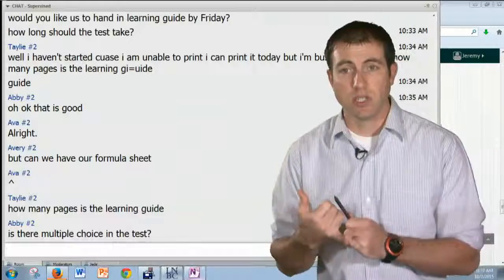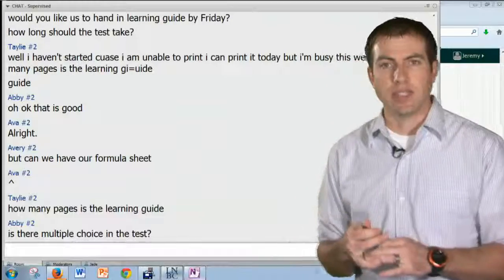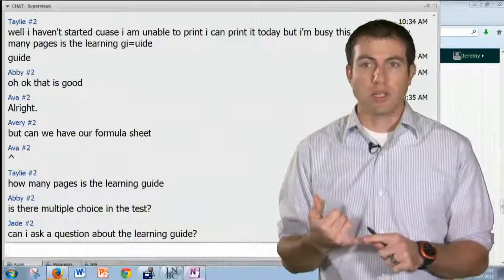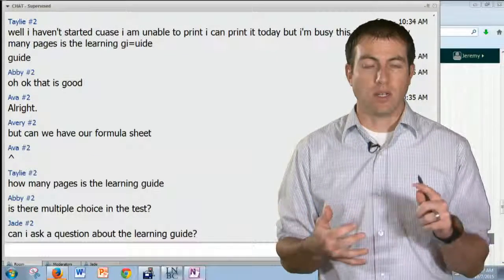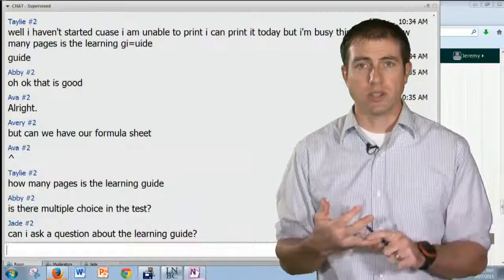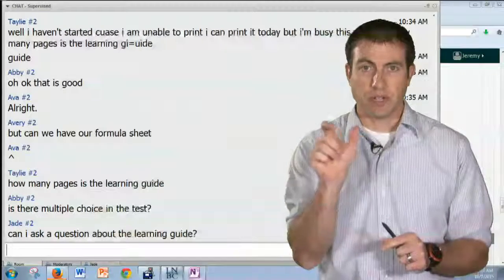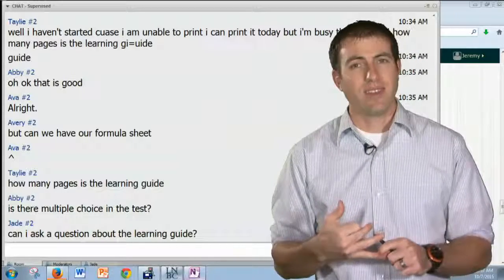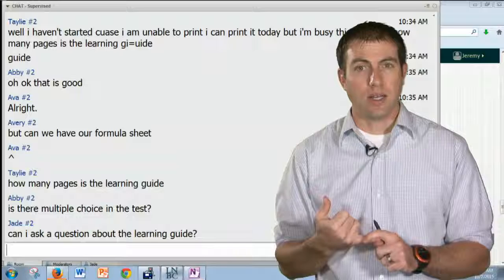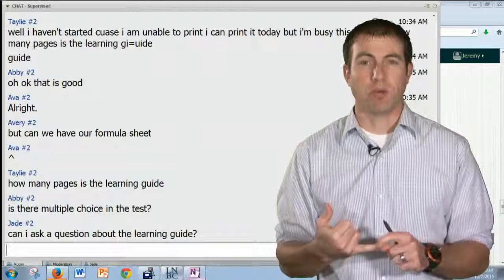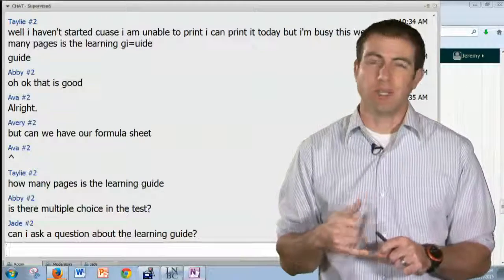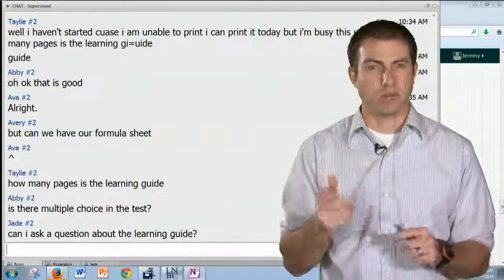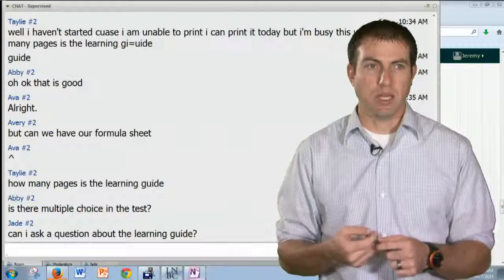How many pages is the learning guide, and is there multiple choice in the test? Yeah, the test is the same sort of layout as the quizzes. Some of the questions are multiple choice. Some of the questions are just entering the numbers, the actual digits. There's caliper questions in there. I think the test bank has one micrometer question in there. So just spend a little bit of time looking at how that micrometer works. If you have some questions about it, I can go through it next day maybe.